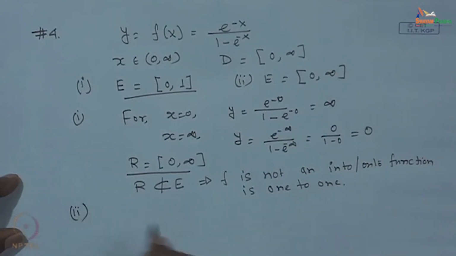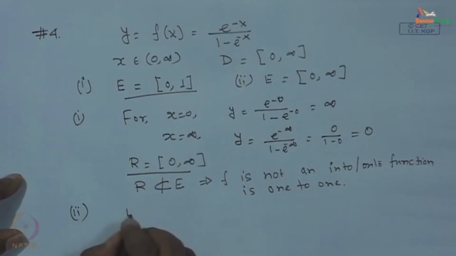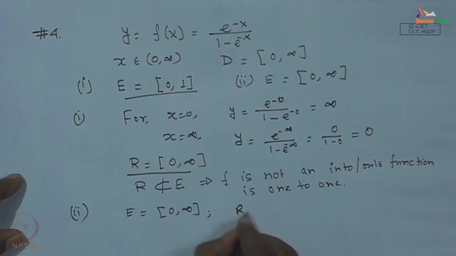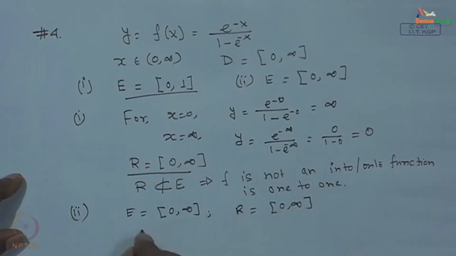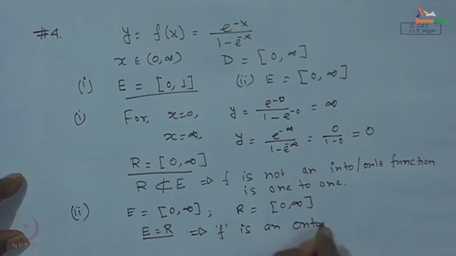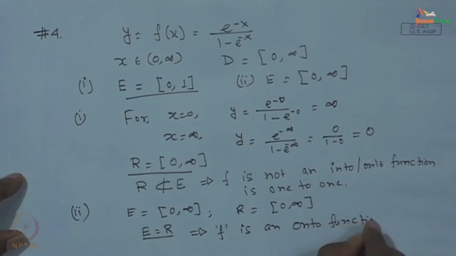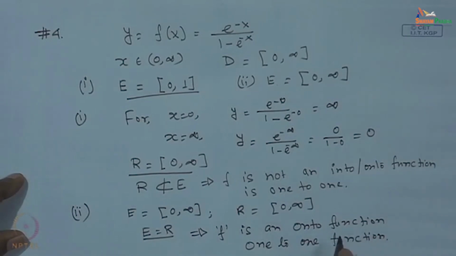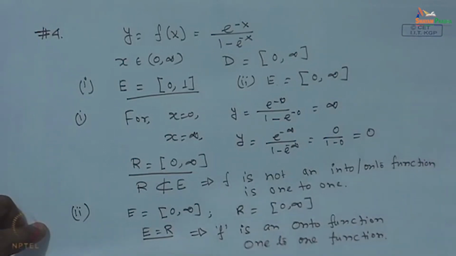Let us go through the second part. In this part, E is equal to 0 to infinity, and R is also 0 to infinity. So, in this particular case, R is equal to E. Therefore, f is an onto function, and of course, it is a one to one function, because whether it is onto or into, for every value of x there exists a unique value of y. So, it is a one to one function as well.